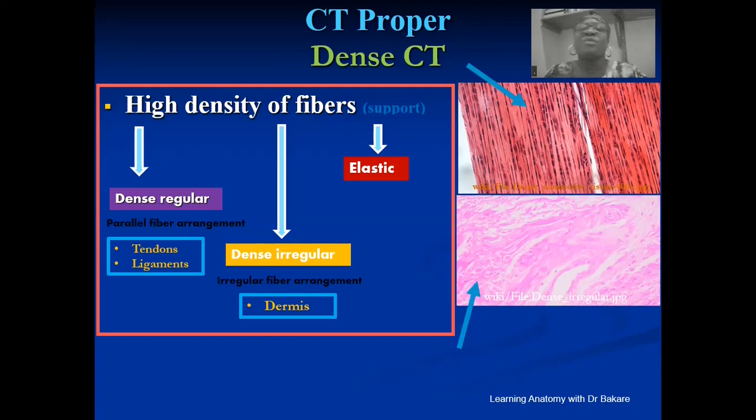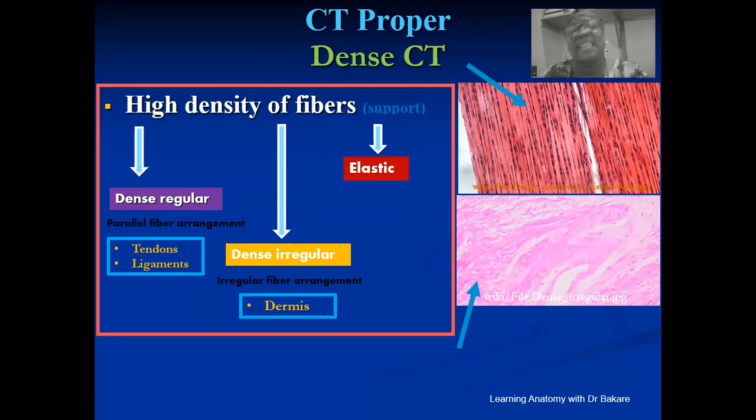So you see that we have different patterns, even though they are densely packed. The high number of fibers can either be arranged parallel or be randomly arranged. So it depends on the configuration. This will determine how these connective tissues will be classified.